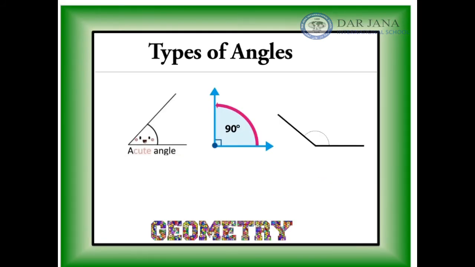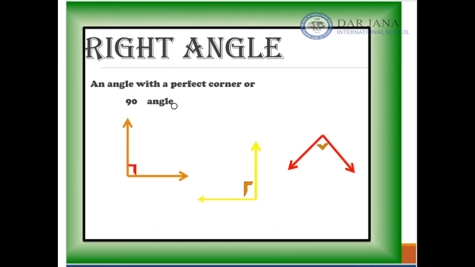Okay, now I'm going to teach you types or kinds of angles. In this lesson we're going to learn four types or four kinds of angles. There's a very small difference between them. You're going to see how. My first kind is the right angle.